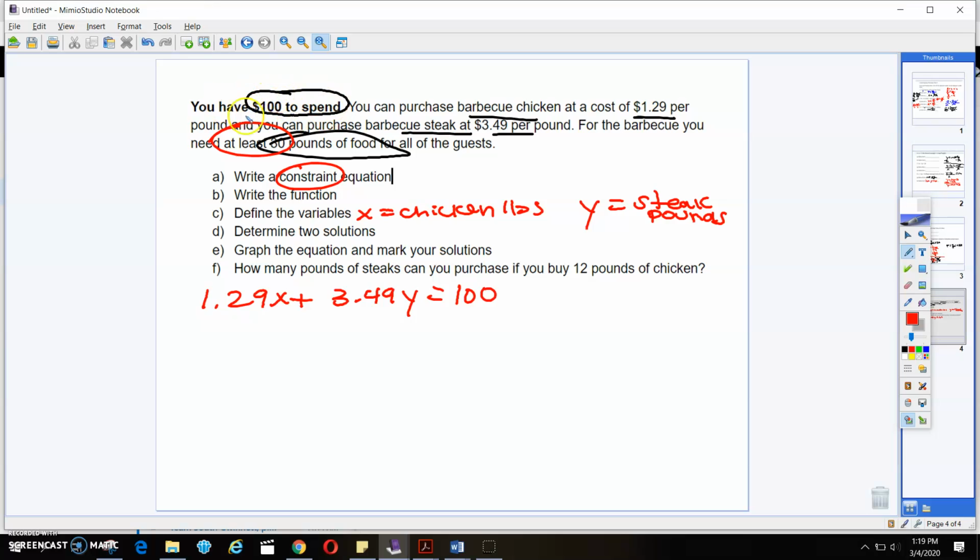Now, it says that you have to spend $100. Eventually, we're going to talk about something called an inequality, because you can only spend up to $100, so there should really be a little alligator mouth right here. But we'll talk about that later, so for right now we're just going to keep it as equals. The other equation is our chicken plus our steak pounds equals 30, because we need at least 30 pounds in order to feed all the people who are coming to our house.